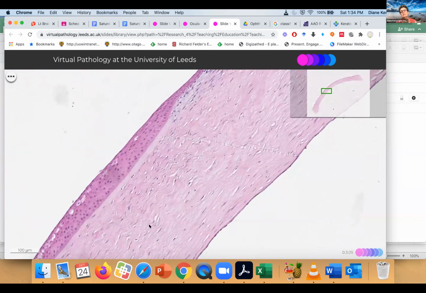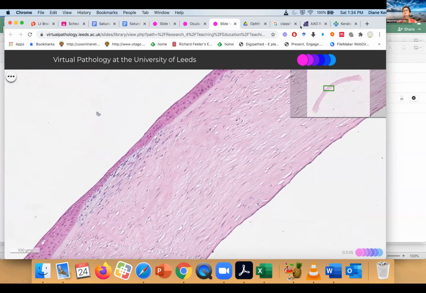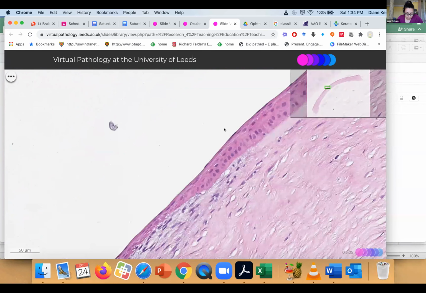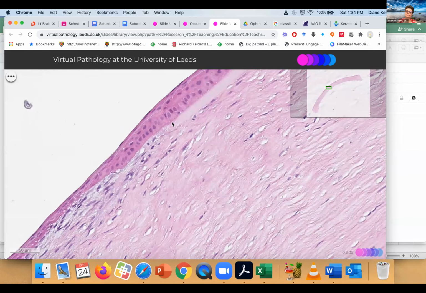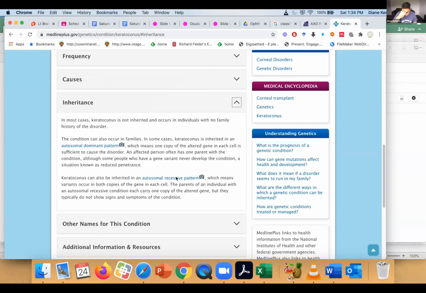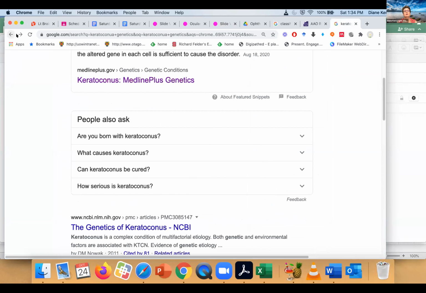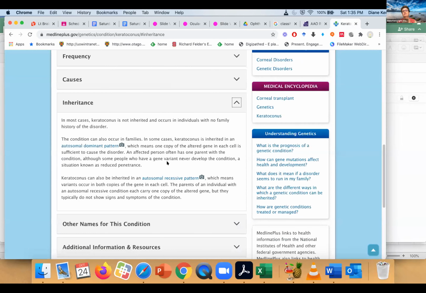If you were asked about the inheritance of keratoconus, what would you say about it? Mostly sporadic, but there is an association with allergic eye disease and Down syndrome. And anything else? Floppy eyelid syndrome, and Leber congenital amaurosis as well. Is it ever autosomal dominant? Does it ever occur in families? Some cases it can occur in families, yeah.